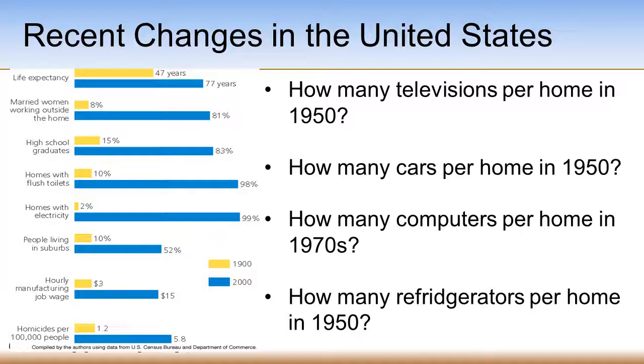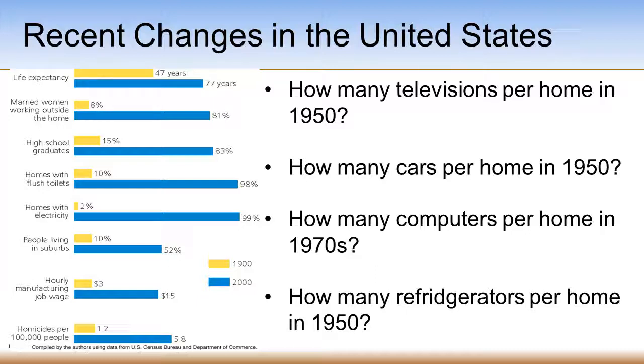Homes with flush toilets were 10% back in the 1900s and 98% in the 2000s. Now, how could this impact our United States ecological footprint? Well, more homes having flush toilets requires more demand for water to be supplied to that home, and as a result, it could impact the water resources in the region. Let's look at the next category.